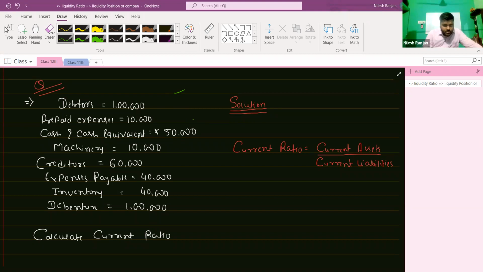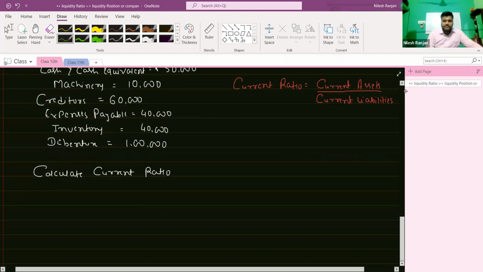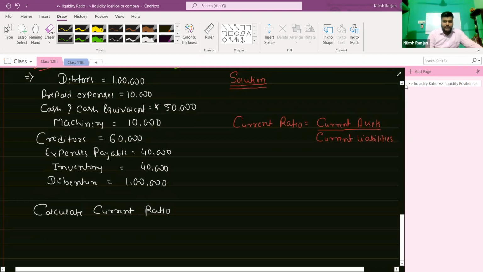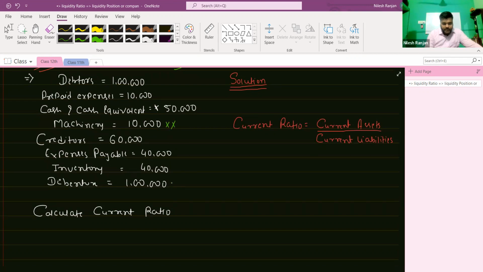How much is your current assets? Current assets are 1,60,000. Okay, and current liabilities? 2,50,000. So you included this in current liability and this in current assets. Yes.